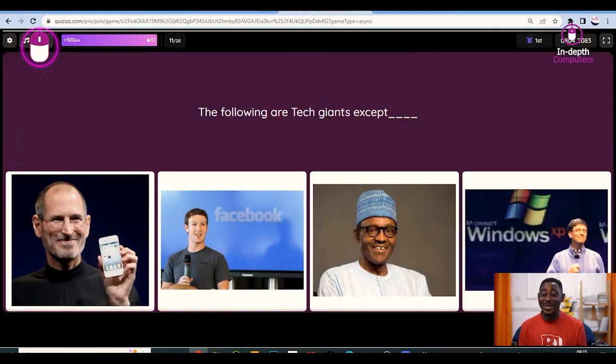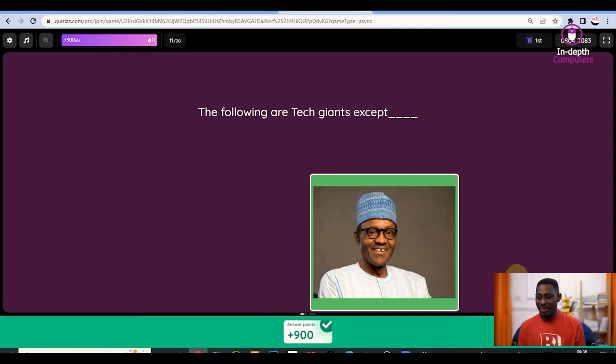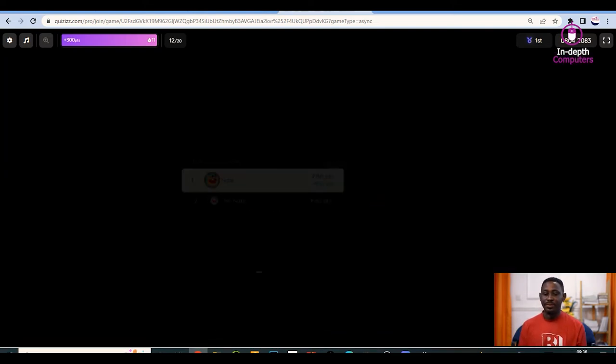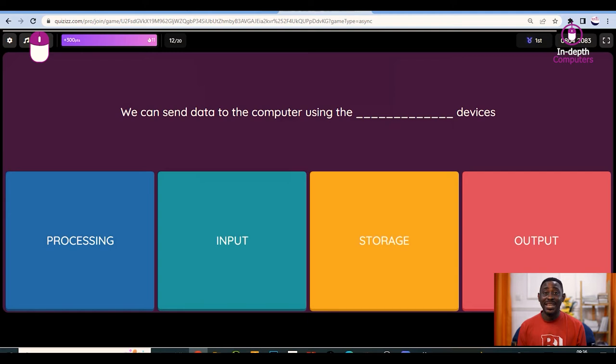Now, the following are tech giants. These following people are tech giants. So this man here created Apple. This man here created Facebook, Mark Zuckerberg. This is our president, Muhammadu Buhari. And this man here created Windows. And this is Bill Gates. The right answer is our president, Muhammadu Buhari. He is not a tech giant. The following are tech giants except Mr. President Muhammadu Buhari.